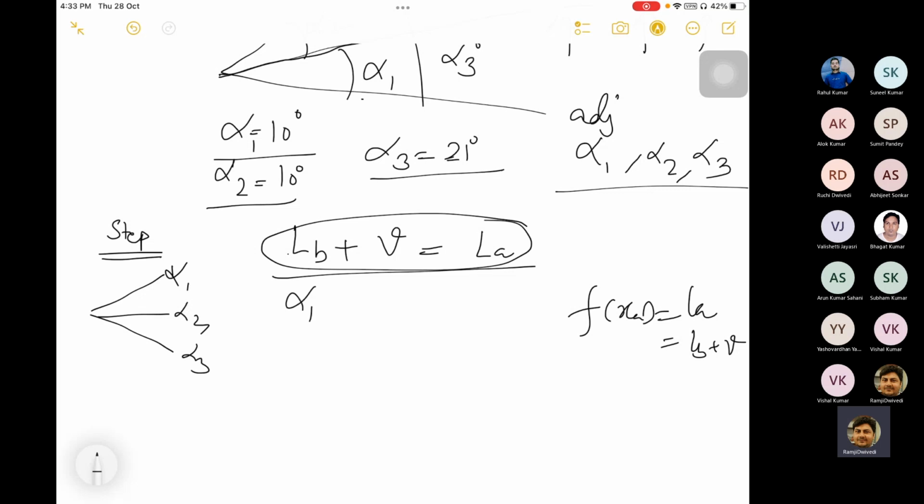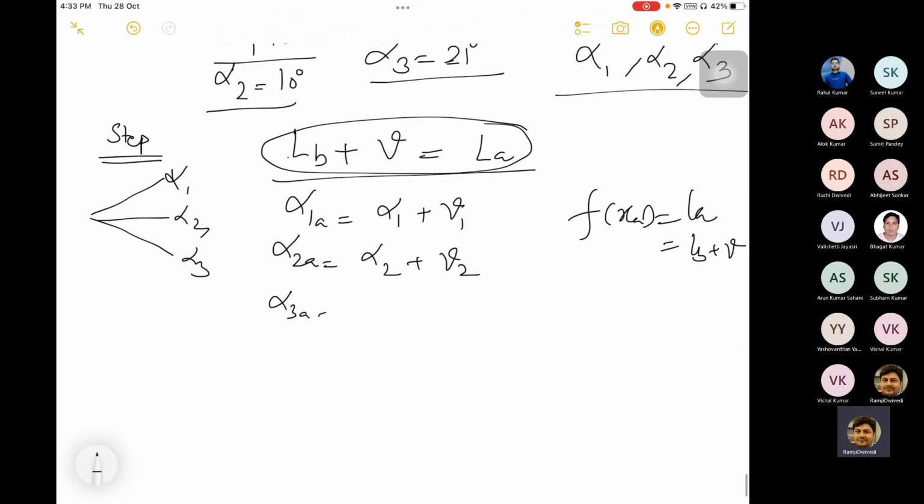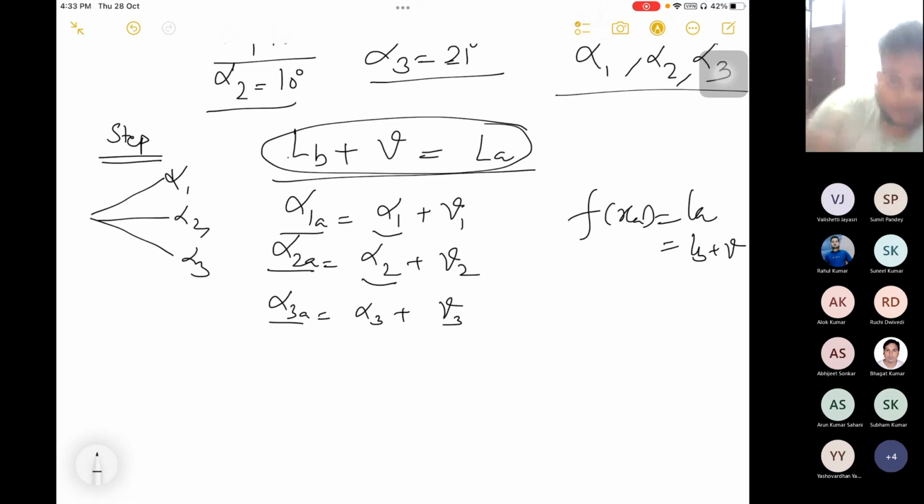So alpha 1 adjusted is equal to alpha 1 plus V1. Alpha 2 adjusted is equal to alpha 2 plus V2. Alpha 3 adjusted is equal to alpha 3 plus V3. That's it. Any issues? Any problem? No. Because we know if we do not have the adjusted value, there must be some problem with alpha 1, alpha 2, alpha 3, and that's why the corrections are applied.